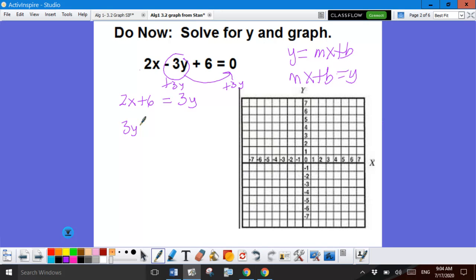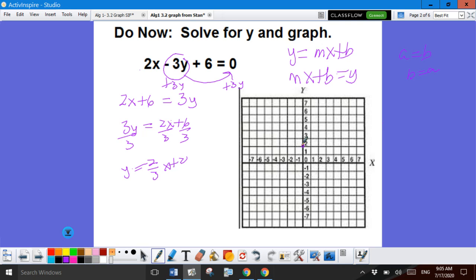And then I'm going to go ahead and flip it. 3y equals 2x plus 6. So remember, I can just flip-flop. The algebraic properties allow me to flip-flop left to right, okay? So a can equal b, and b can equal a. It's the same thing. All right, so we're allowed to do that. So dividing by 3, I have y equals 2/3 x plus 2.